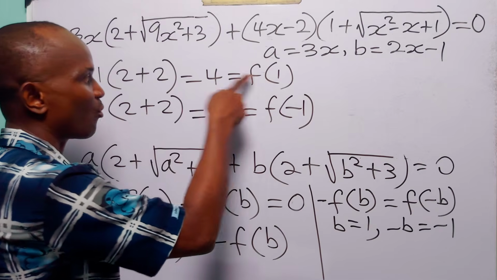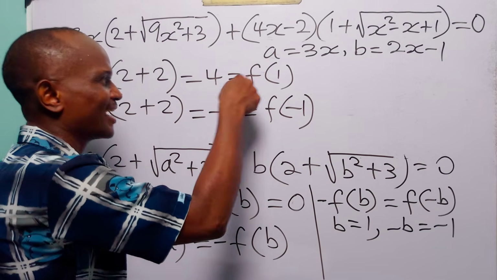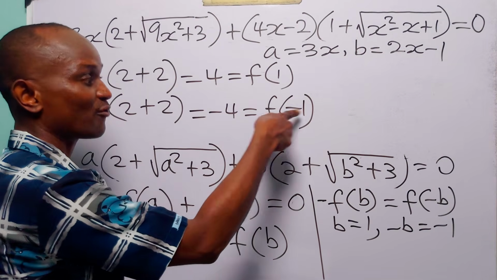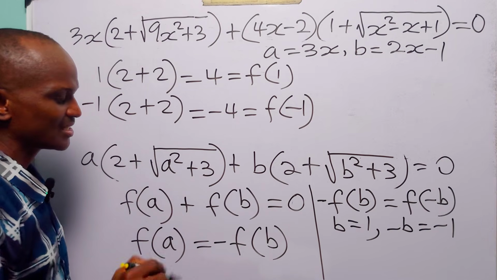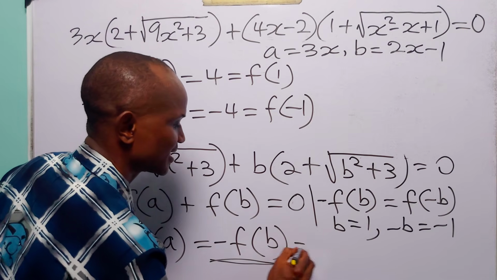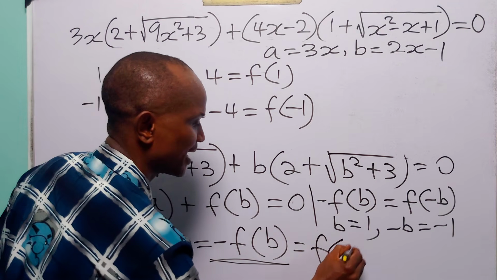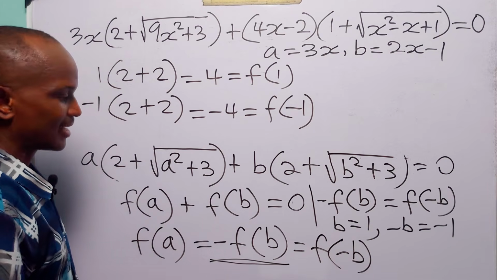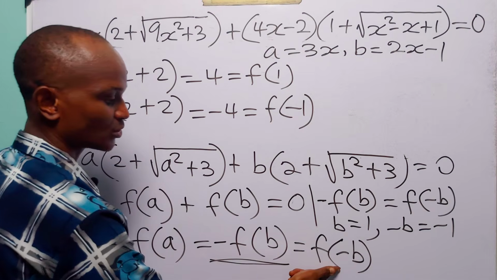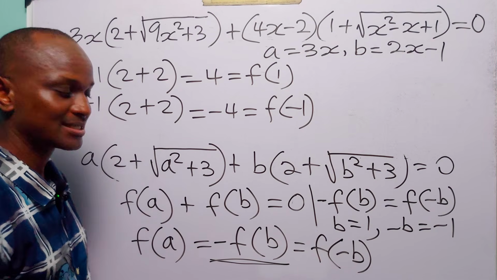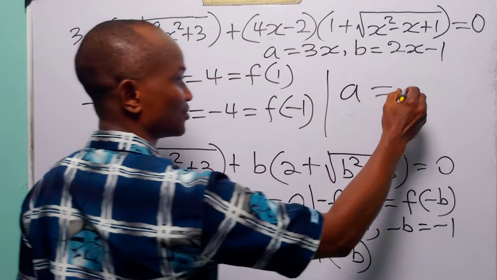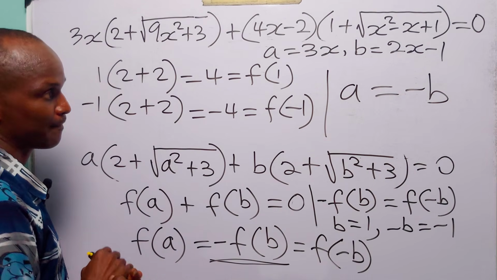Now you can see that f of 1 is 4. So minus f of 1 is going to be minus 4, which is exactly the same as f of minus 1. Now this simply means that this is equal to f of minus b. And since this function is equal to this function, that is f of a is now equal to f of minus b, that simply means that a is equal to minus b.